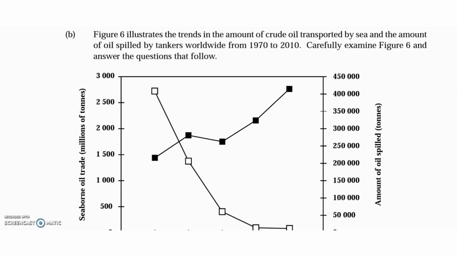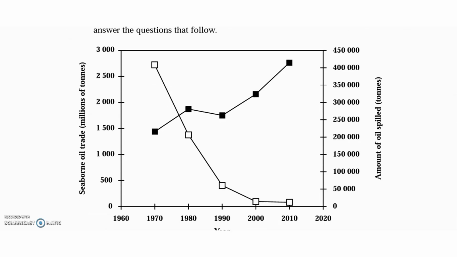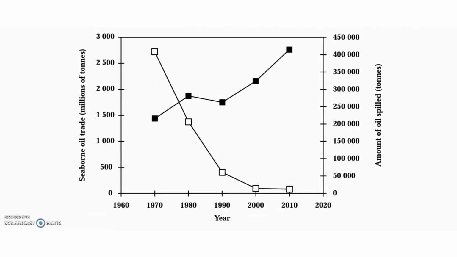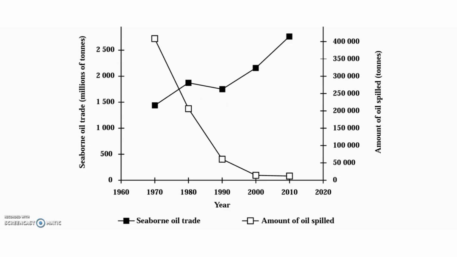We are seeing here, on the right-hand side, the amount of oil spilled in tons. On the left-hand side, we are seeing the seaborne oil trade, which is in millions of tons. The seaborne oil trade is the black squares, and the white squares refer to the amount of oil spilled. So take a little observational note. You can pause the video if you have to. Look at that particular graph for me, please.